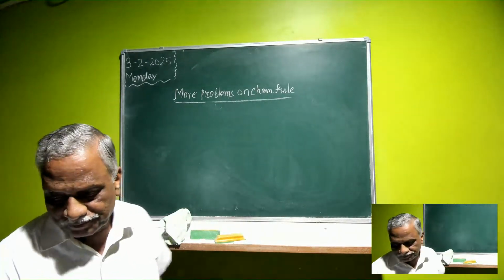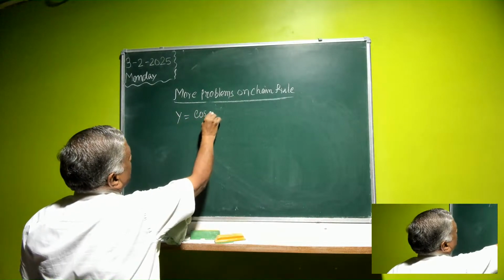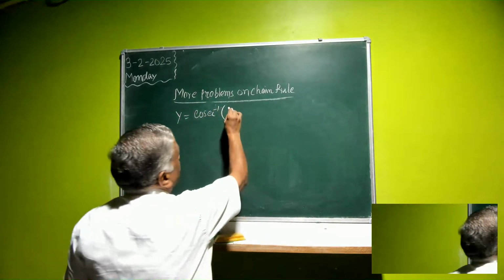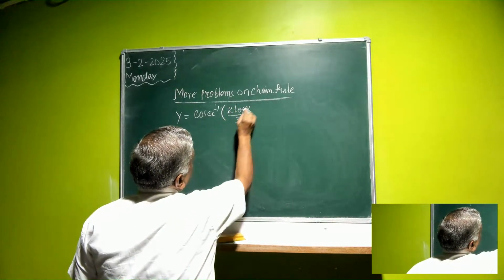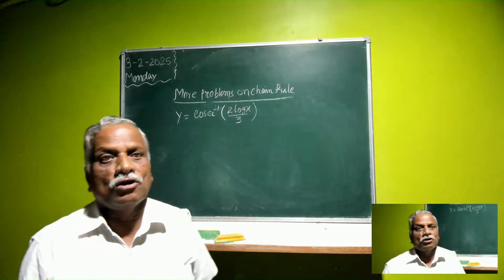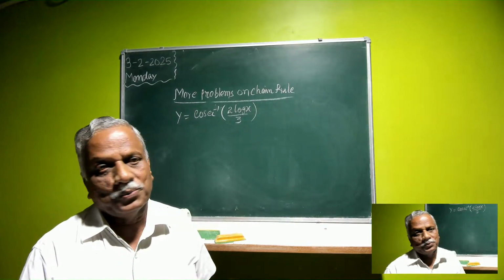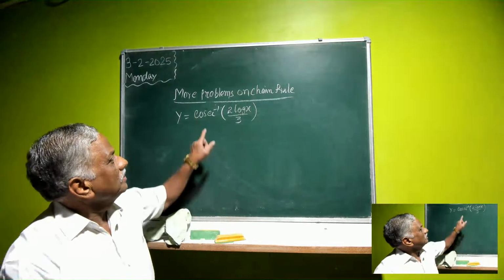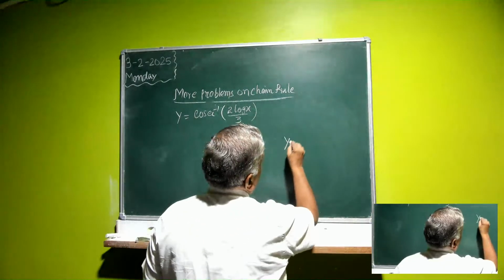The next problem, y is equal to cosecant inverse of 2 log x by 3. When you look at the problem, you feel it is complicated because cosecant inverse is there, some 2 log x by 3 is there. No. Follow a systematic method. What is the first thing? You should differentiate cosecant inverse x. So you have to refer to the table.